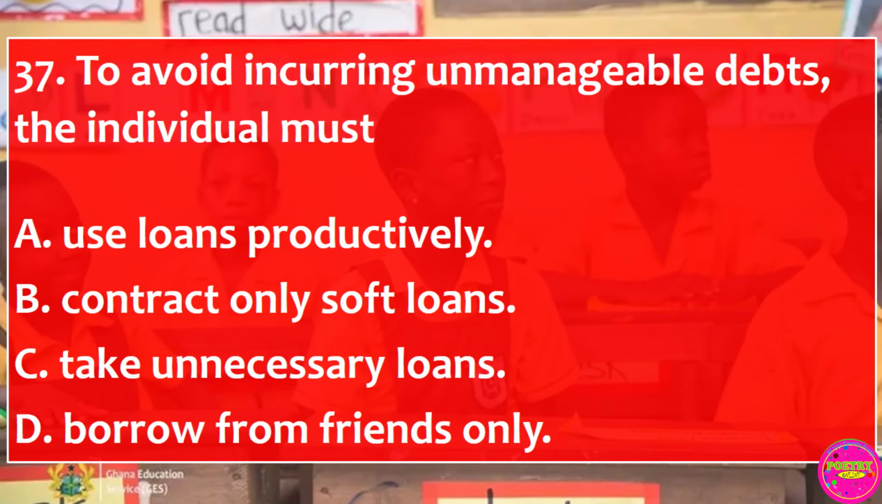Question 37. To avoid incurring unmanageable debts, the individual must A. Use loans productively. B. Contract only soft loans. C. Take unnecessary loans. D. Borrow from friends only. The correct answer to this question is A. Use loans productively.